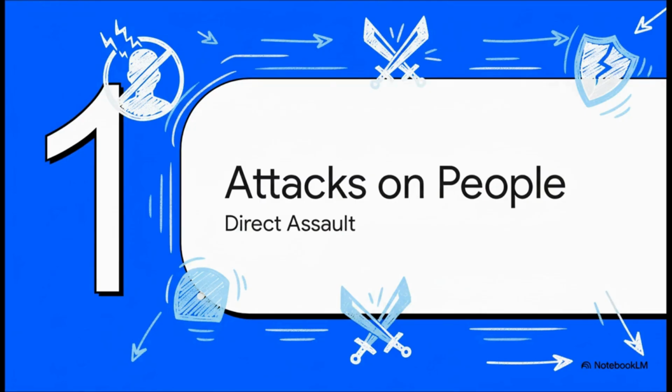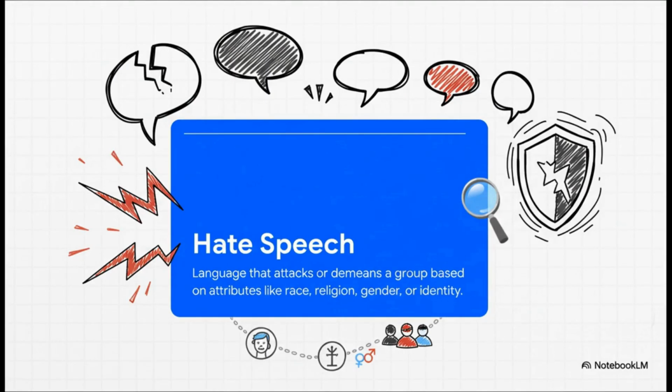This is what we can call the direct assault. It's personal, it's straightforward, and it's aimed squarely at people, either as individuals or as members of a group. And of course, a huge part of this is hate speech. And look, this is so much more than just a random insult. It's a very specific kind of attack that targets the core of who someone is, their race, their religion, their gender, you name it. The goal here isn't just to be mean. It's to devalue and marginalize entire groups of people just for being who they are.